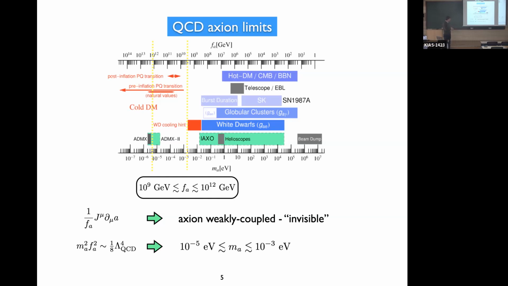So of course it's weakly coupled because the decay constant is very big. And therefore, once you know where f_a is constrained, then you can get a prediction for the axion mass. It's between 10^-5 eV and 10^-3 eV. So that's kind of a lightning review of, I'm sure, something people are pretty familiar with.